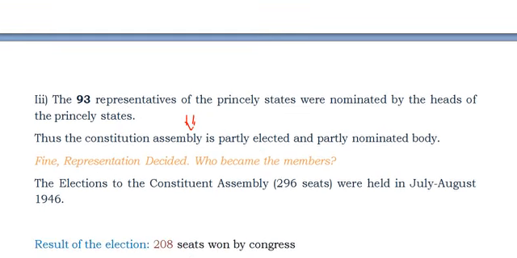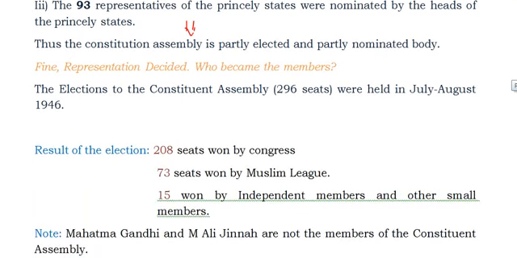So fine, now the representation is decided. Who became the members? The election for this Constituent Assembly was held in July-August 1946. What is the result of the election? 208 seats were won by the Congress and 73 seats by the Muslim League. The election was done for only 296 seats under British rule. The remaining 93 were from the princely states.